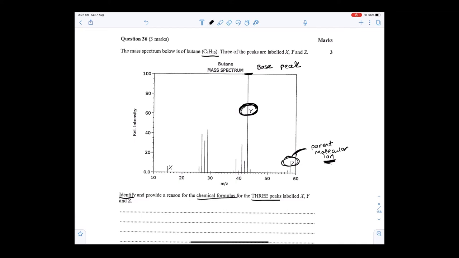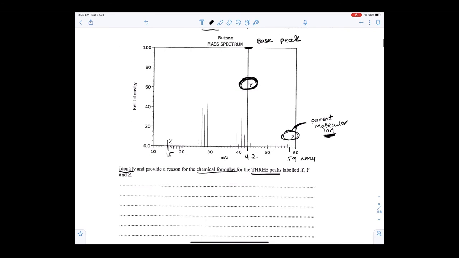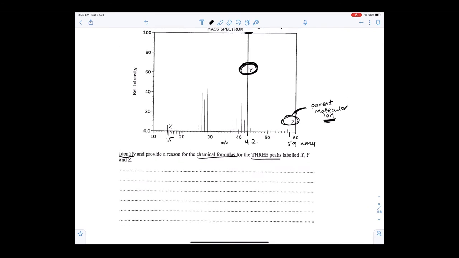So I would start by finding out the number. So Z is about 59 atomic mass units in size. What about Y? What's the size of Y and what's the size of X? So it's 15 is X, and 42 is Y. Now, before you all continue, I told you to remember 15 and 29. Those are two fragments where if you just quickly remember what they produce, it'll help you a ton in your exams. So we have a fragment that's 15 atomic mass units in size.